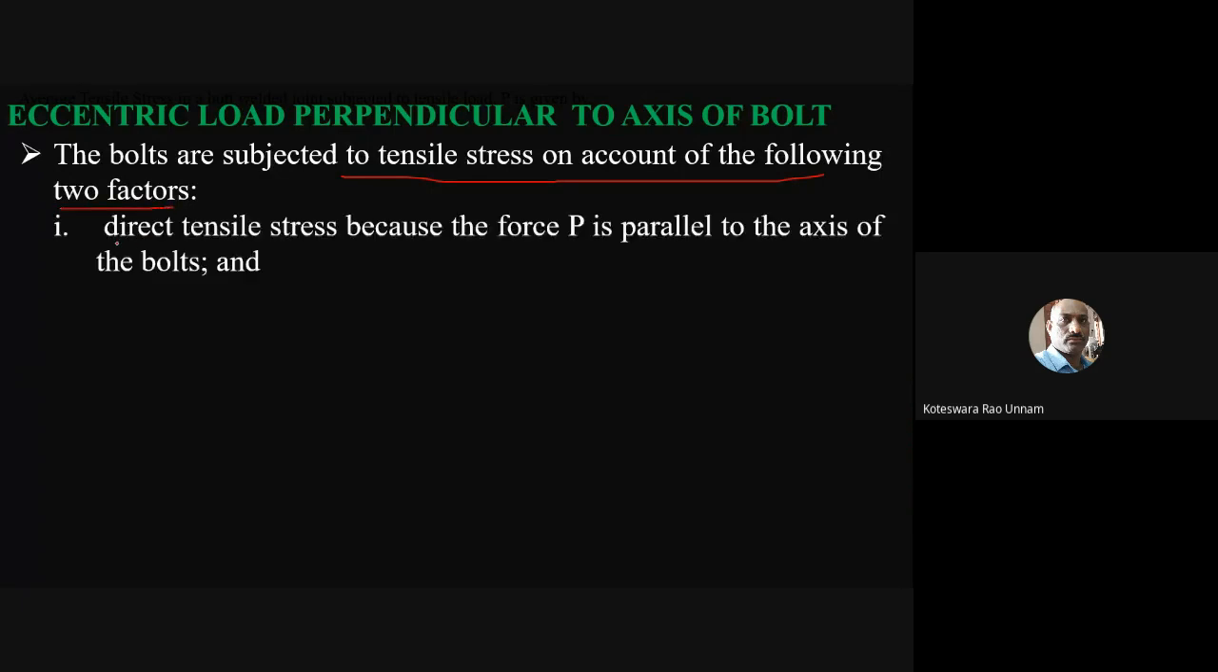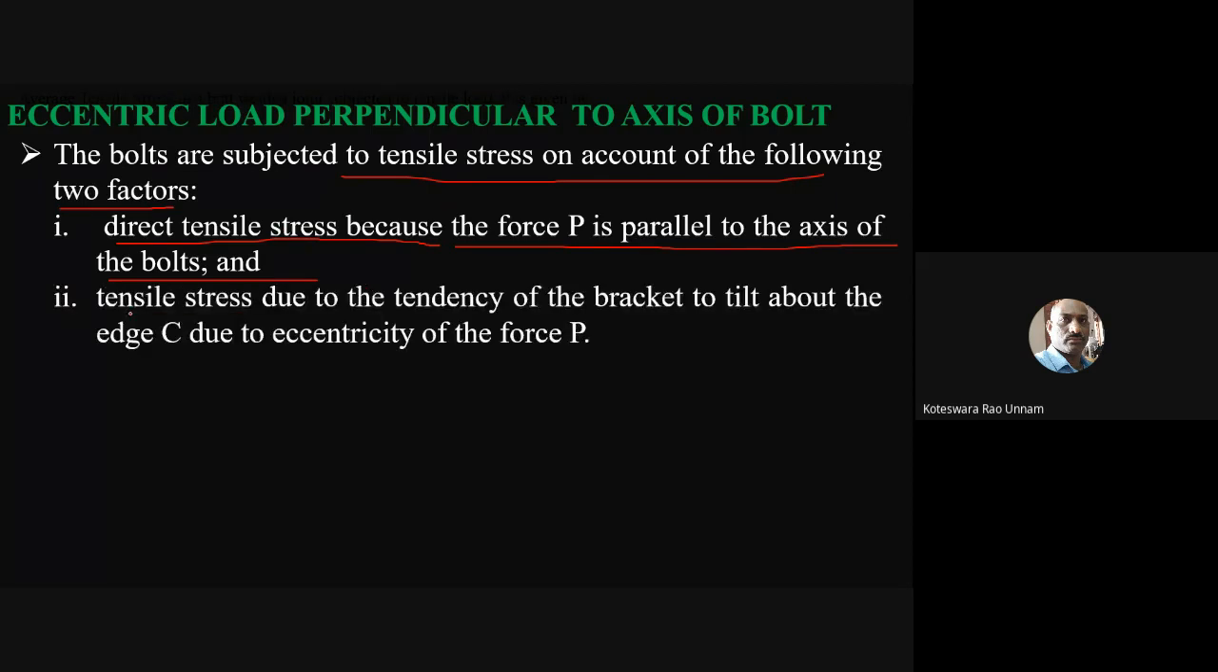So what are those two? One is direct tensile stress because of force P, which is parallel to the axis of the bolt. That means the direct force will create a tensile stress, which is why we call it direct tensile stress. Then a moment will be created. That moment will also create a bending stress. Bending stress here is nothing but a tensile stress. Sometimes it may also be compressive, but we'll consider only the positive stress value because this is tensile. In order to get the maximum stress, you need to consider positive tensile stress, due to the tendency of the bracket to tilt about the edge C due to the eccentric force P.